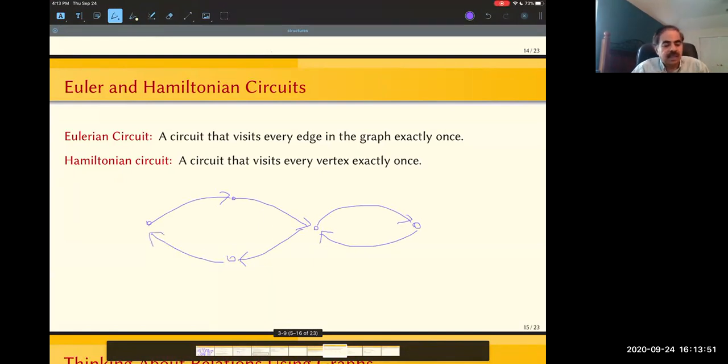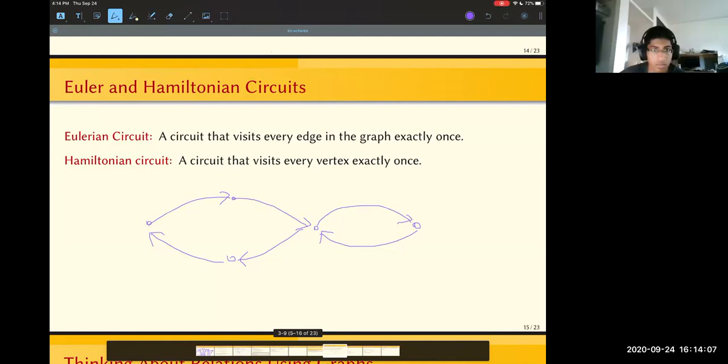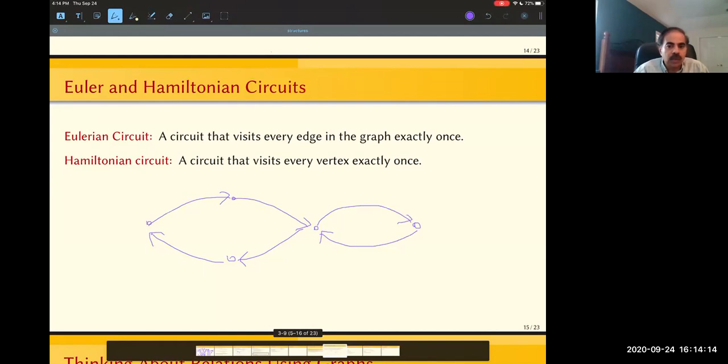Okay, let's take this graph. Does it have an Euler circuit? A circuit is a walk that starts and ends at the same node. It's like a cycle, but in a cycle you can't visit the same vertex twice, whereas in a circuit you can do that. The only requirement in a circuit is that you start and end in the same place. So is there an Eulerian circuit in this graph?